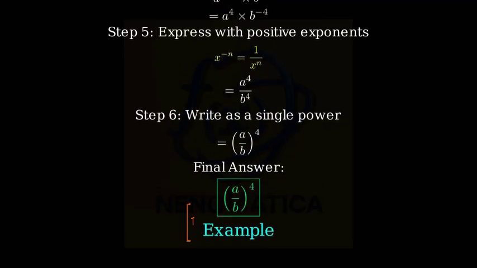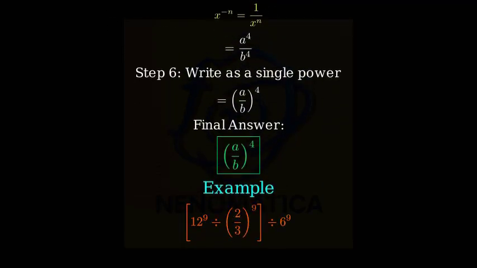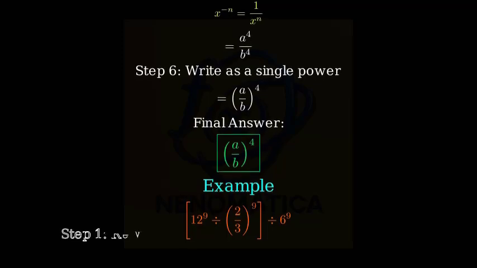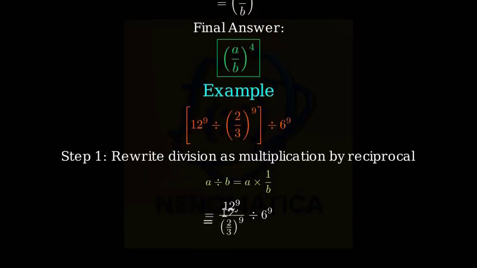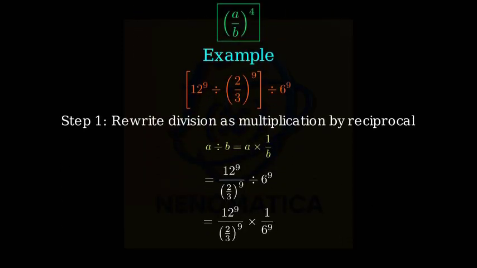We need to simplify the expression 12 to the power of 9 divided by the fraction 2 over 3 to the power of 9, all divided by 6 to the power of 9. Step 1. To simplify this expression, let's start by rewriting the division as multiplication by the reciprocal. So we have 12 to the power of 9 divided by the fraction 2 over 3 to the power of 9, all multiplied by 1 over 6 to the power of 9.